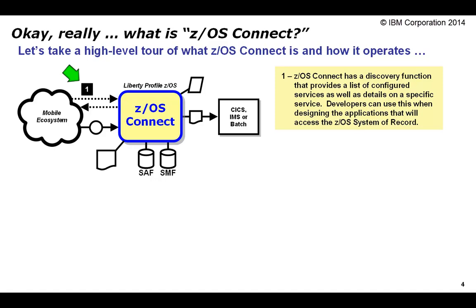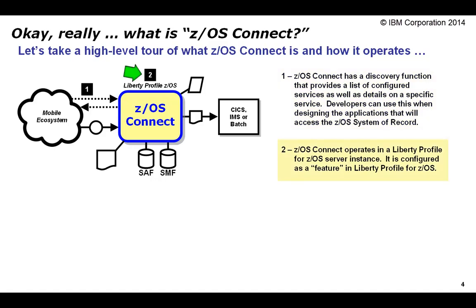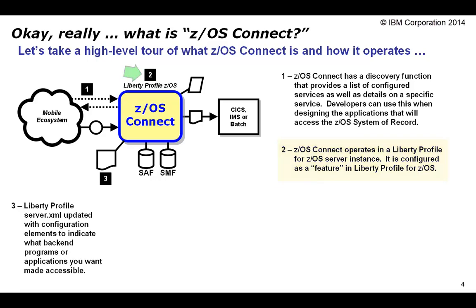Developers can use that when building their applications so the proper RESTful request can be sent from the device to zOS Connect. zOS Connect is built on Liberty Profile for zOS. Liberty Profile runs in a started task on zOS and opens HTTP ports to listen on. zOS Connect is a Liberty Profile feature you configure in the Liberty Server instance. You configure the back-end programs and applications you want to expose using zOS Connect by updating the Liberty Profile server.xml file.